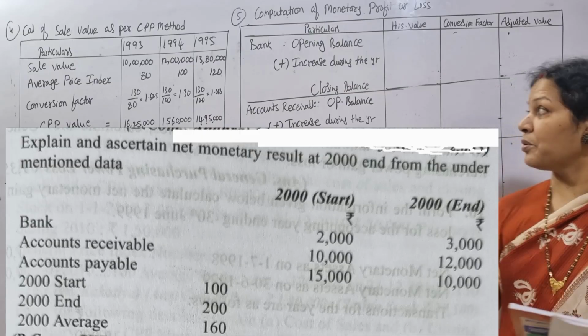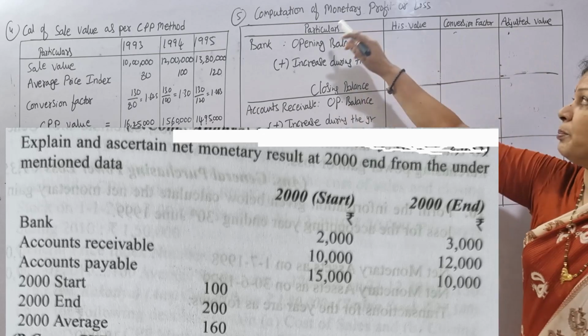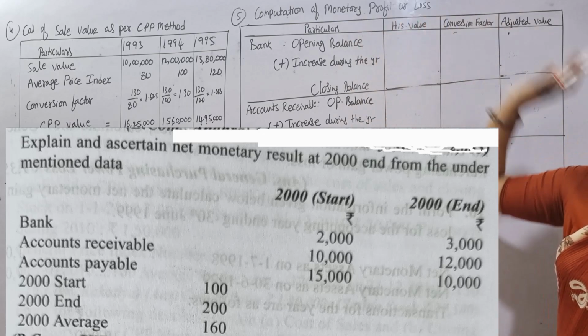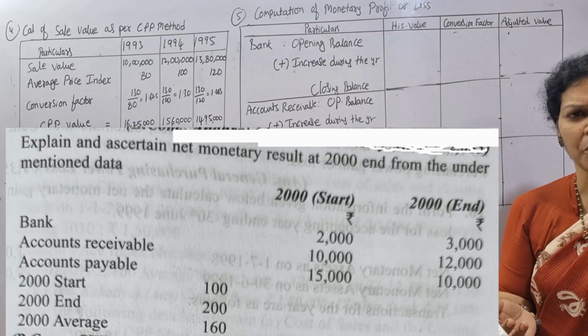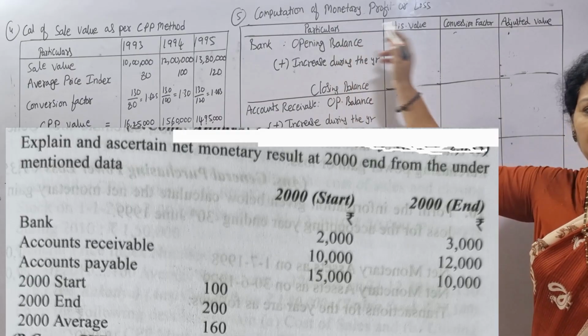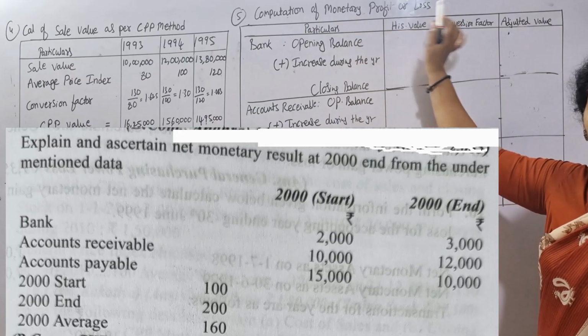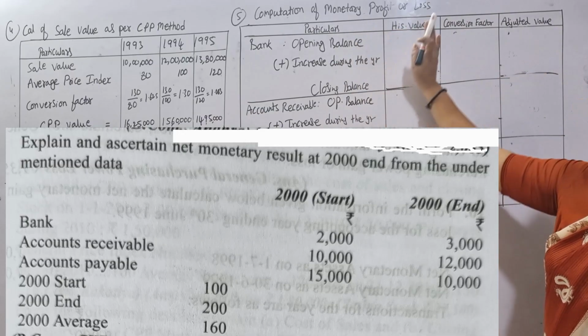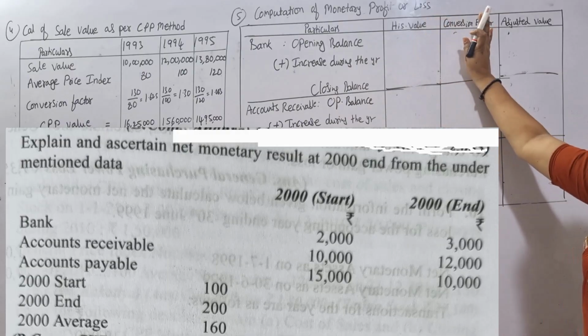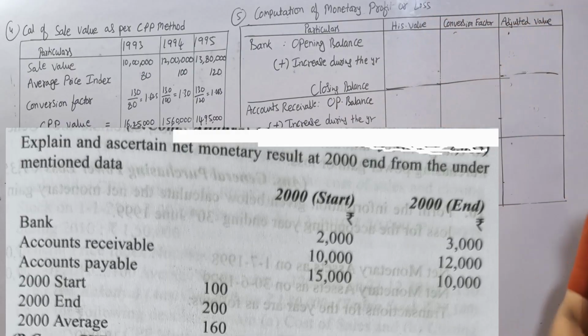Now how do we work out? For this I have already drawn a table. Computation of monetary profit or loss. They are asking us to calculate monetary profit or loss. The same thing I have kept as a heading. What we can do? Particulars, historical value, conversion factor and adjusted value.